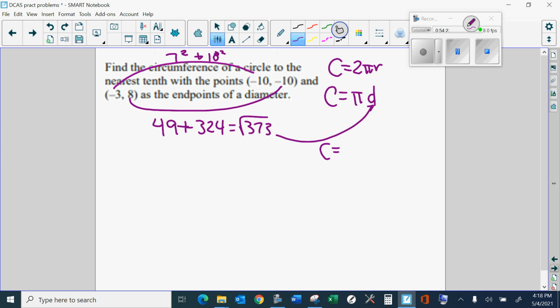Now it's a calculator problem because it doesn't tell you to use 3.14. You use pi in the calculator times the square root of 373 and then round to the nearest tenth. By the way, if you don't do all that right and you don't round to the nearest tenth on the DCAS, you get no points for it. You have to know how to round correctly. You better know how to do it, or you could do problems right and get no credit.